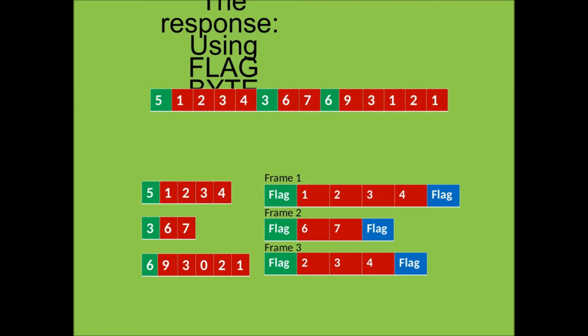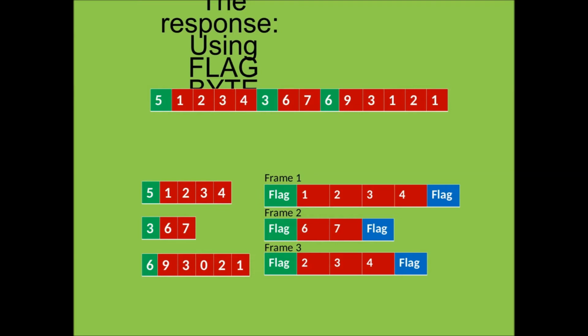The solution is using a flag byte. The problem can be resolved with the help of a flag. We have discussed the flag in our previous slide as well, but what is a flag? A flag is an indication to start and stop a frame.